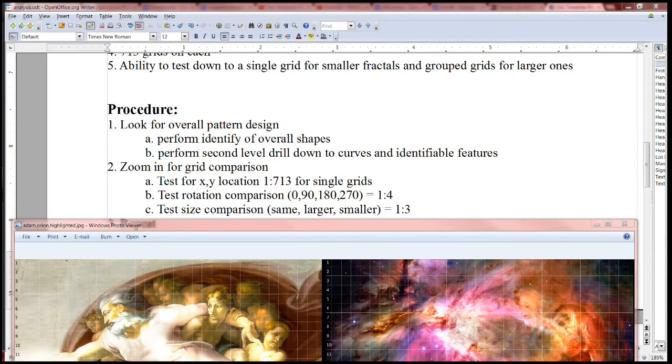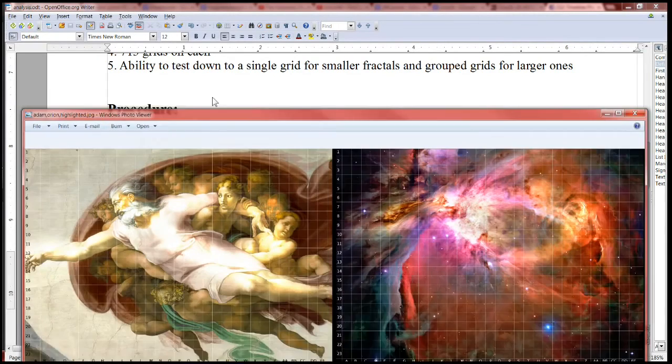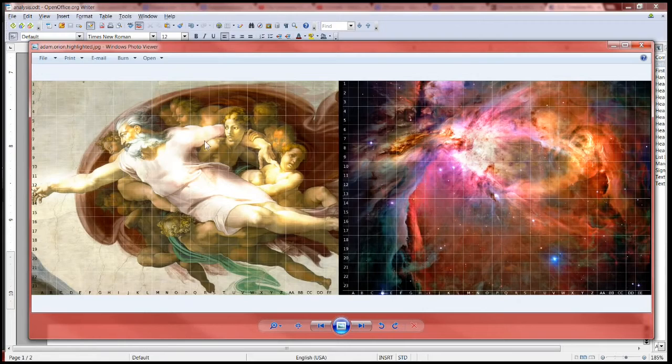Okay, so step 1B, which is pretty much the same thing, just at another level. We're going to perform a second level drill down. And what that basically means is that first, what we did was just give it a general overall look. We just glanced at it and said, yeah, they generally look the same. Now we're going to take those general things that we saw with our eyes and give them a little bit more focus.